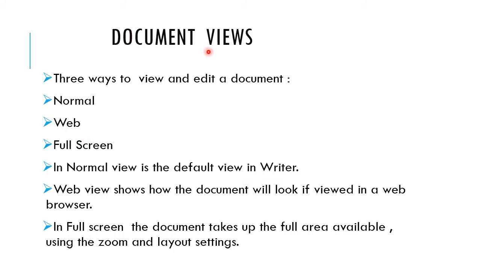Next one is document view. Writer has three ways to view and edit a document. First one, normal view. Second one is web view. See here, first one is normal view, second one is web view, then third one is full screen view. So normal view is the default view in Writer. Default view means it is already presented in the Writer software.